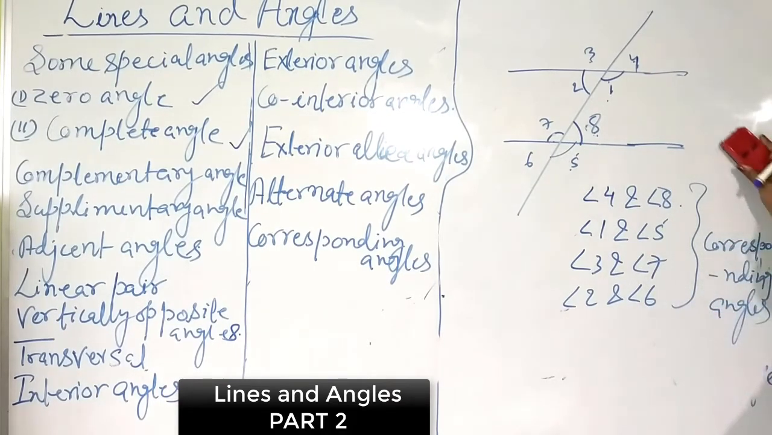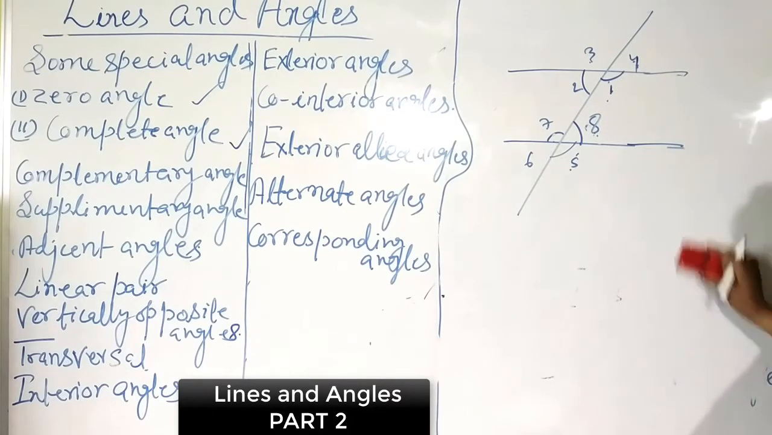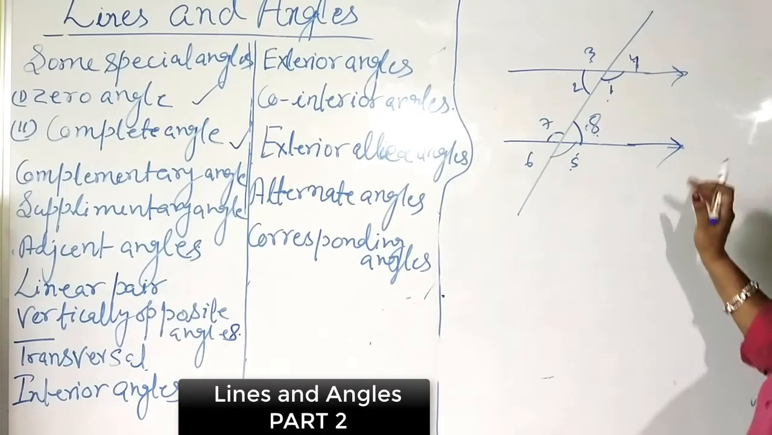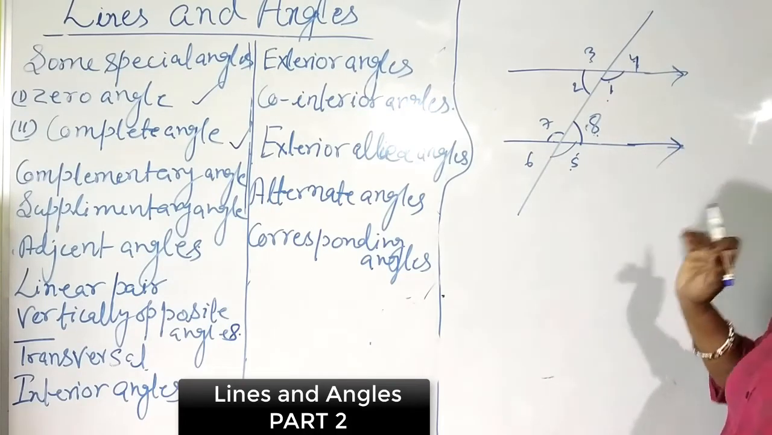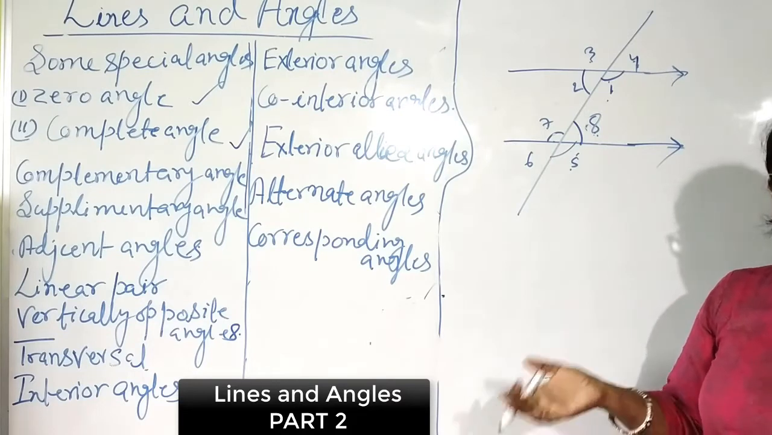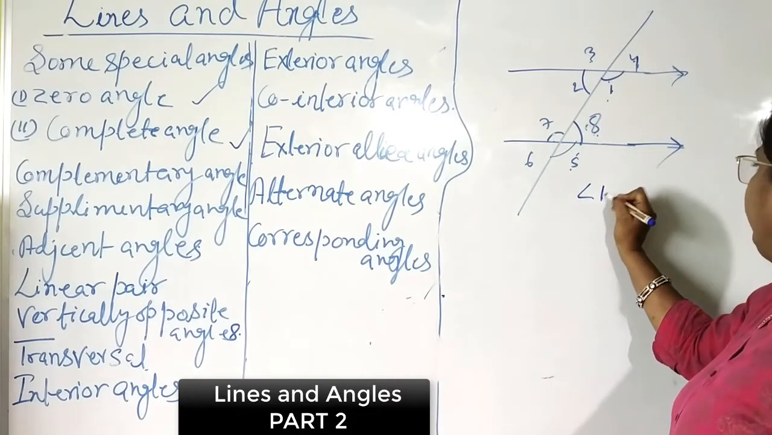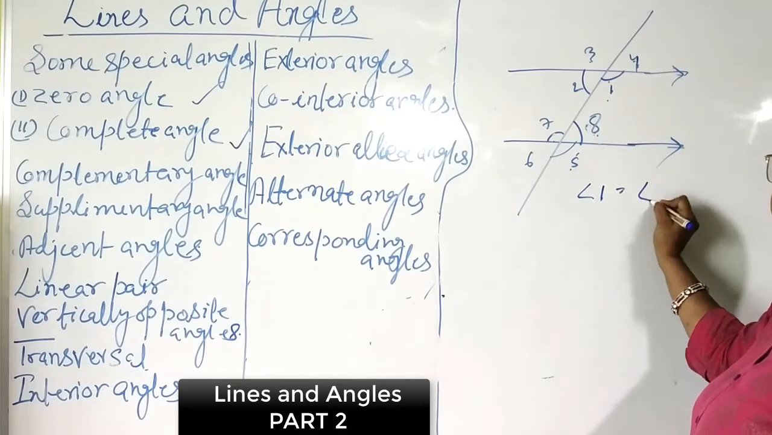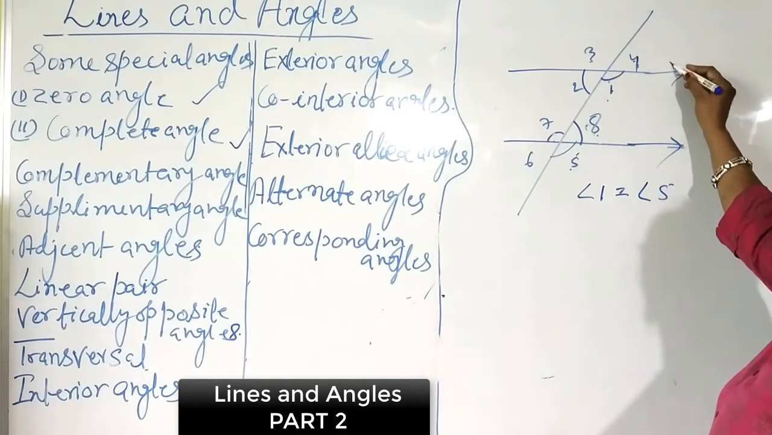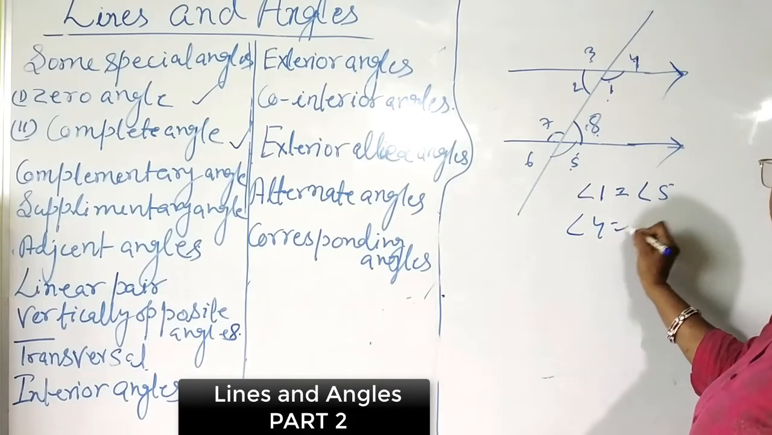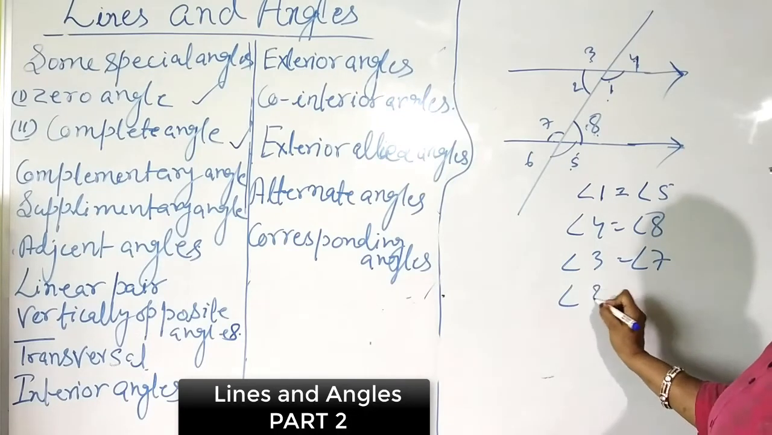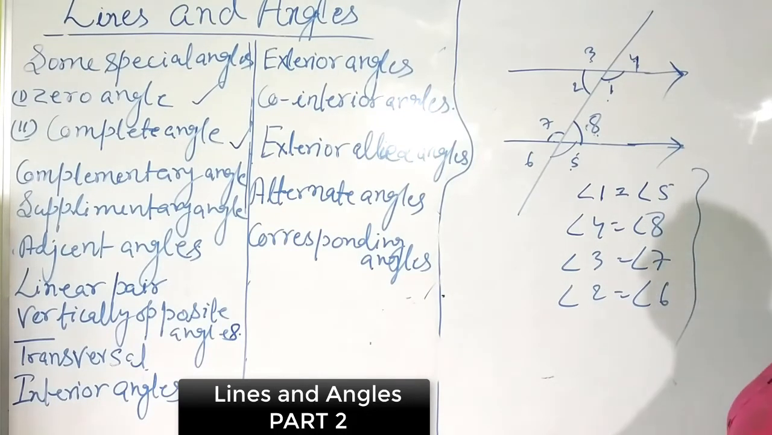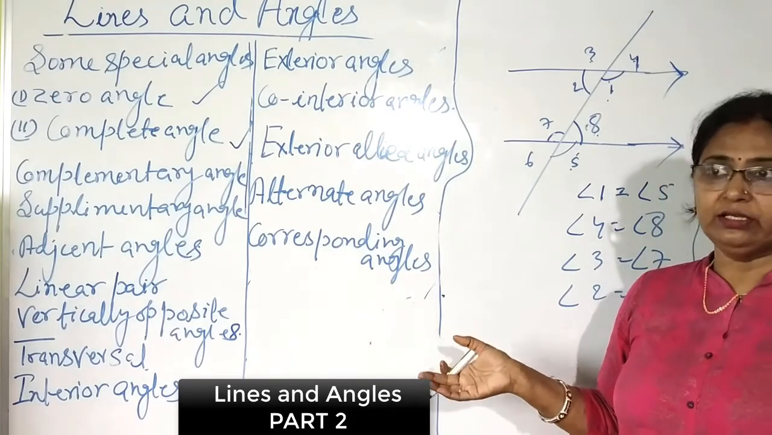Next, suppose the two lines are parallel. Suppose these two lines are parallel to each other. And if a transversal line intersects both parallel lines, that time corresponding angles are equal. Angle 1 is equal to angle 5. If both are parallel to each other, angle 4 is equal to angle 8. Angle 3 is equal to angle 7. Angle 2 is equal to angle 6. All these corresponding angles are equal to each other.